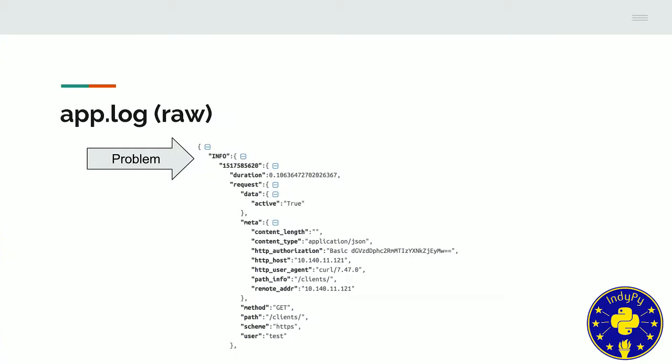It's going to make it impossible for us to do any kind of correlation or analysis on, say, the request data, request.data.active field, or anything below that. I'm never going to be able to do good analysis on this data structure. So what we need to do is reformat that before we ingest it into our database.